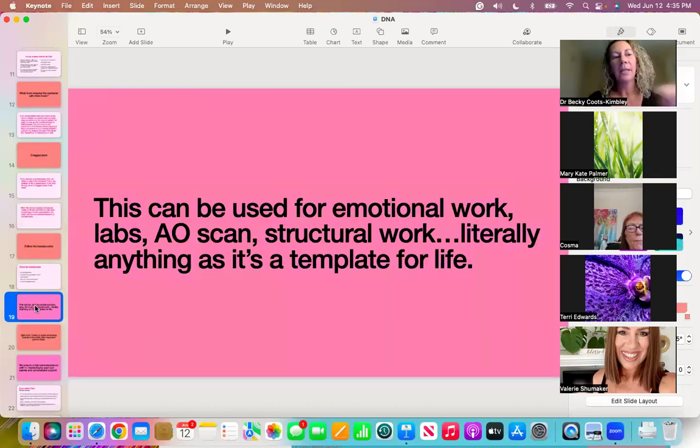This template and this way of communicating with your nervous system, you can use for anything. You can use it if you're doing emotional work. You can do it if you're reading labs. How many people have labs and you see all the things that are wrong and it's like, where do I start? Well, is it structure, limbic, physiological? Which one's the primary? Which one's the secondary? Is this a priority? Is this even something that I need to be addressing? You can use it for structural work, literally anything, because it's a template for your life.